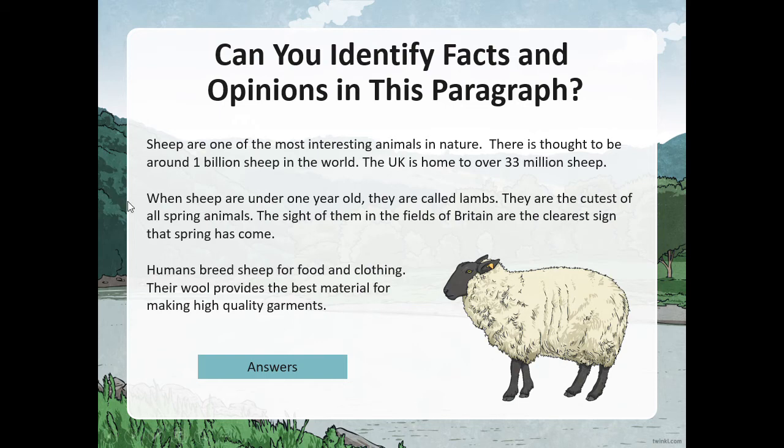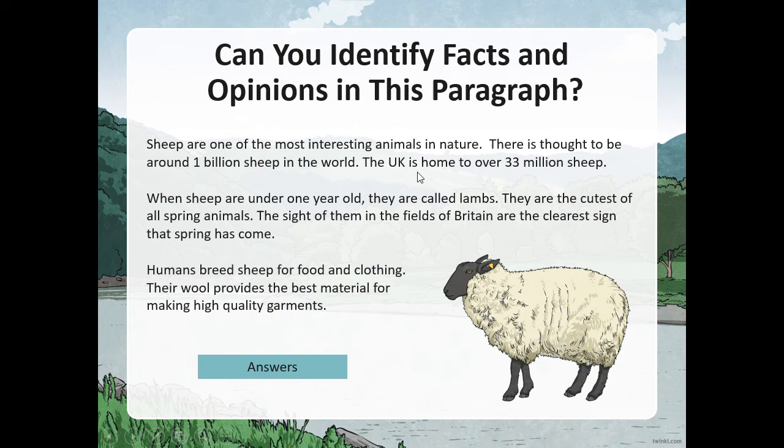When sheep are under 1 year old, they are called lambs. They are the cutest of all spring animals. The sight of them in the fields of Britain are the clearest sign that spring has come. Humans breed sheep for food and clothing. Their wool provides the best material for making high quality garments.